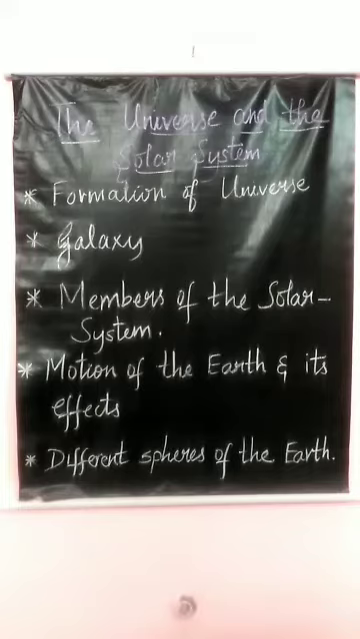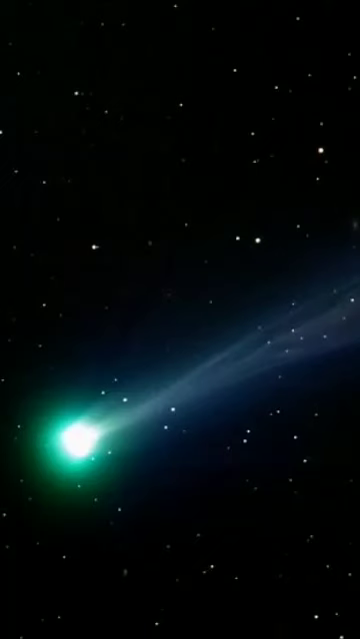What are comets? A comet is a celestial object made up of a head and a tail. The head of a comet consists of solid particles held together by ice and the tail is made of gases. Halley's Comet is the most famous comet which comes close to the Earth every 76 years.